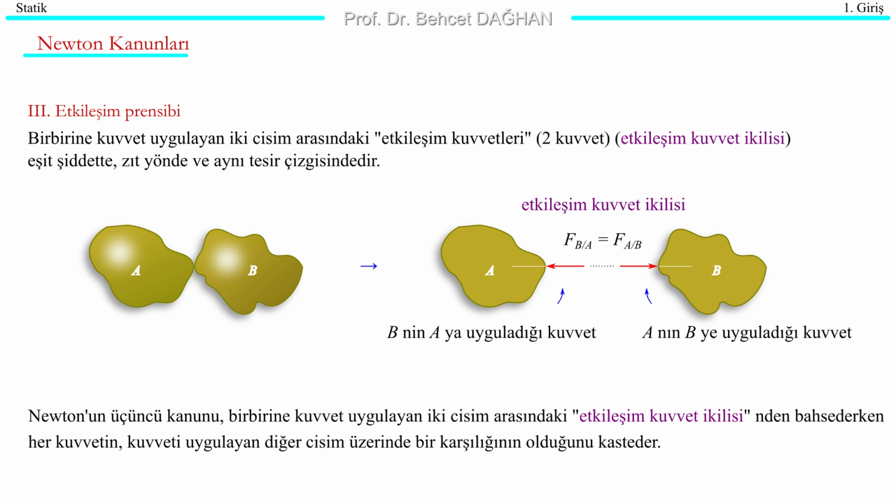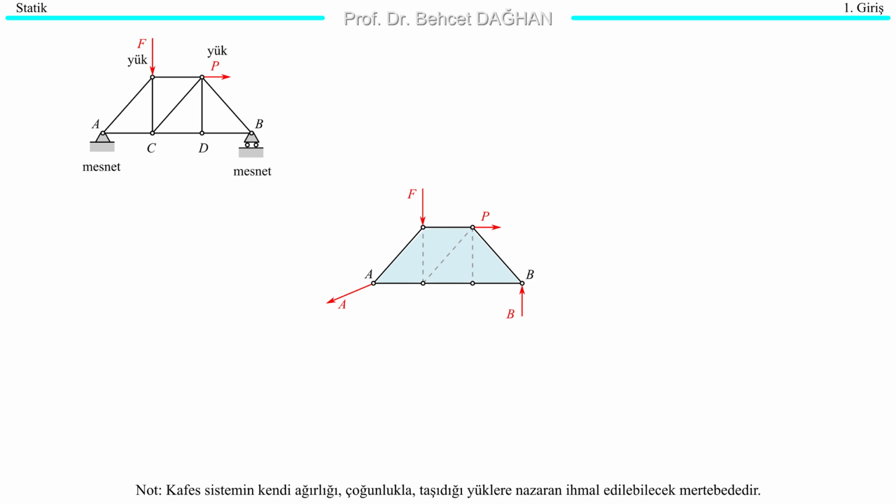Now let's take an example. Consider such a truss. Let it be loaded with two loads and supported by two supports. If we draw the free body diagram, show the support reactions, we get a figure like this. The own weights of trusses are often neglected. They are neglected because they are small compared to the loads they carry. We do not show it here.